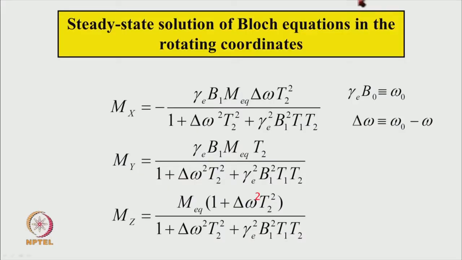This is called the steady state solution of Bloch equation in the rotating coordinate system. Here we have made a small substitution, gamma e B0 is defined to be omega 0 and delta omega is omega 0 minus omega. This omega is the angular frequency of the microwave magnetic field and this is the frequency corresponding to the Zeeman field or Larmor frequency. That is the way it looks like.